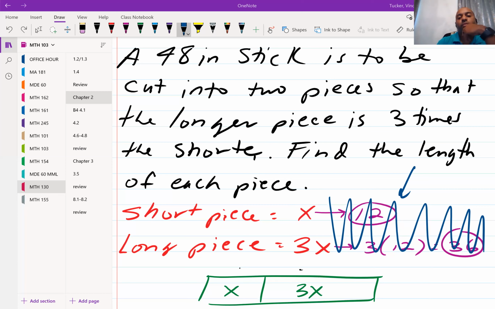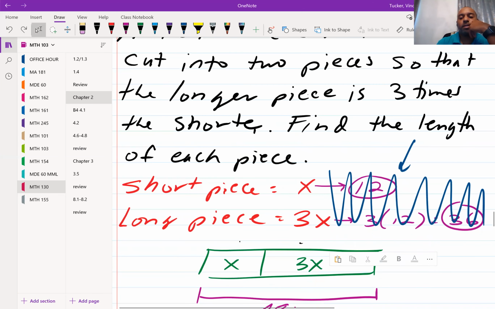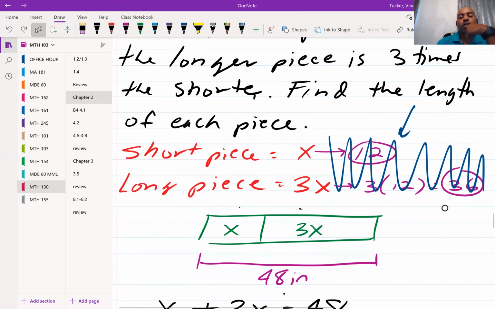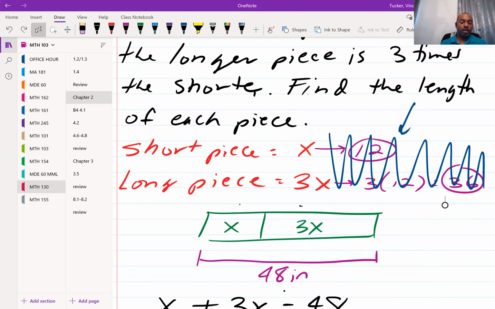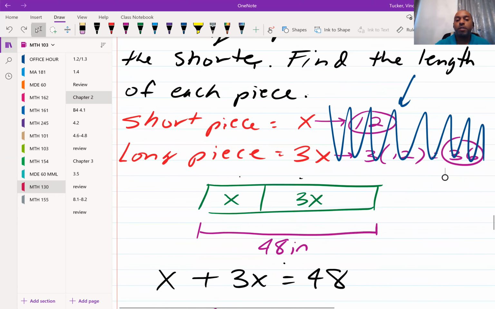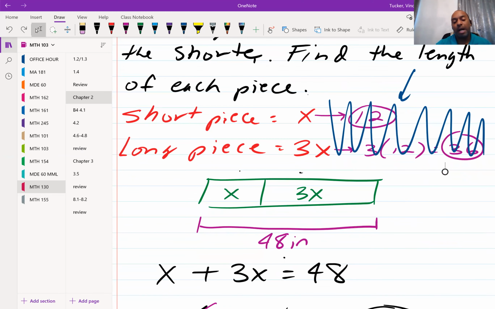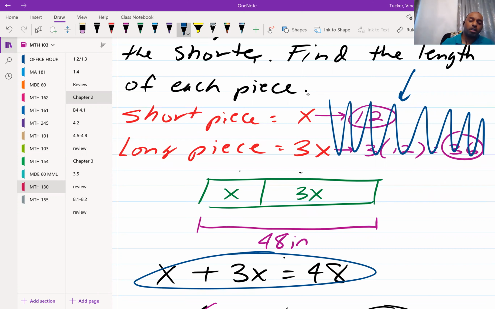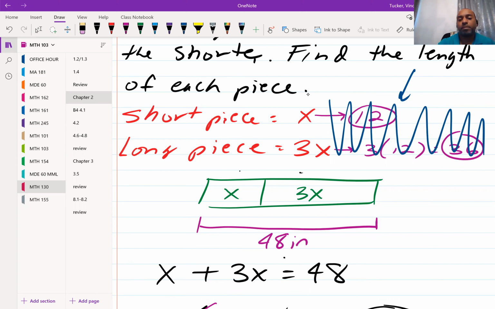All right, so when we talk about this stick, one piece is X, the other piece is 3X, and then in total is 48 inches. So the short piece plus the long piece is supposed to equal the total stick. So that's what we have here as far as your equation is concerned: X plus 3X is equal to 48. All right, so that's your equation.